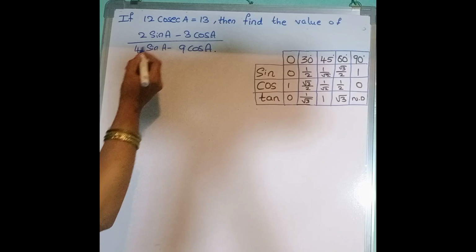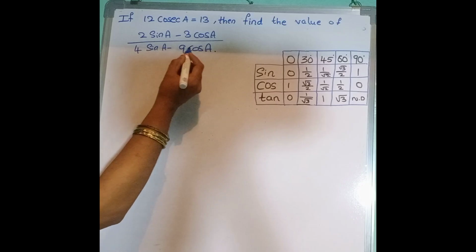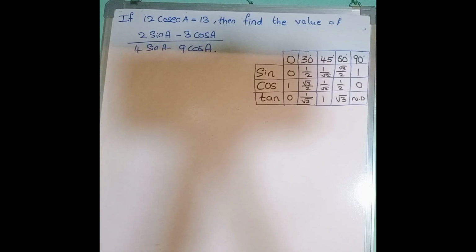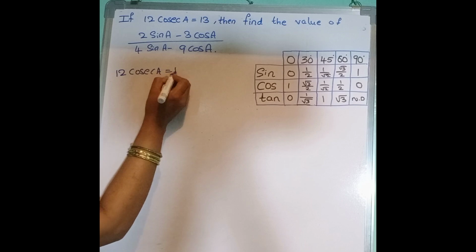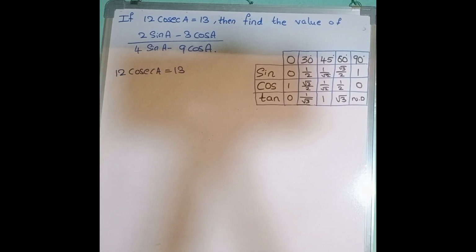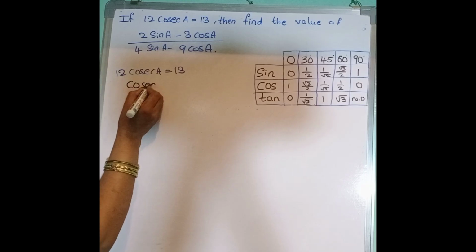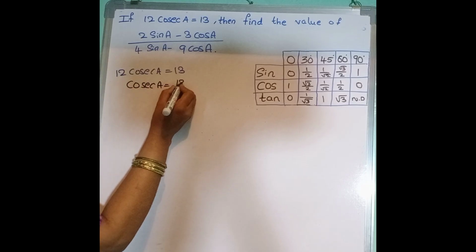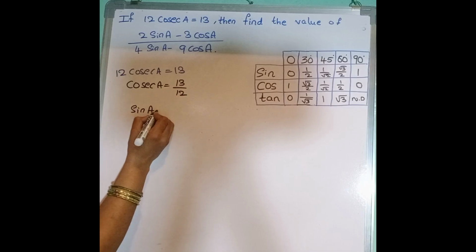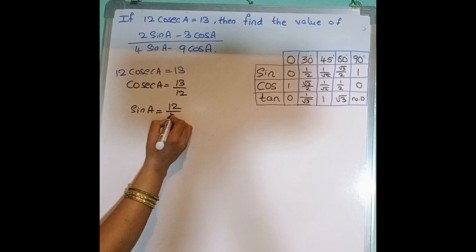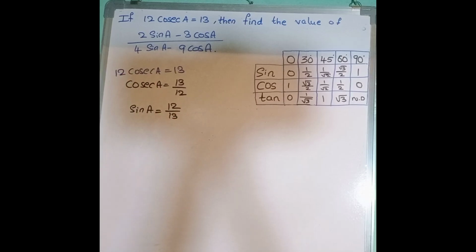If 12 cosec A is equal to 13, then find the value of 2 sin A minus 3 cos A divided by 4 sin A minus 9 cos A. Here given is 12 cosec A is equal to 13. That means cosec A is equal to 13 divided by 12. Then sin A is the value of sin A. Very good. 12 divided by 13 because sin is the reciprocal of cosec. Sin A is equal to 12 divided by 13.